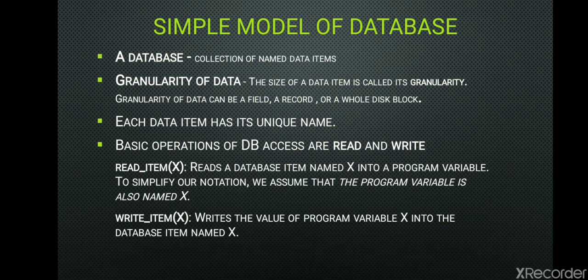Data can be a specific field, a complete record of a transaction, or a whole disk block in which there can be a zillion, or n number of, transactions occurring in our system. Here, each data item has its unique value. So why are we giving this unique value? Because the unique value of that item will help us identify each and every data item uniquely.